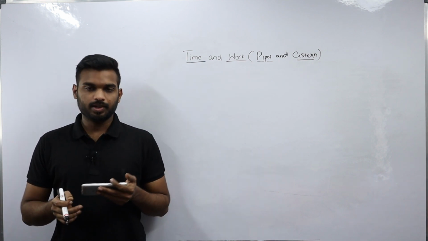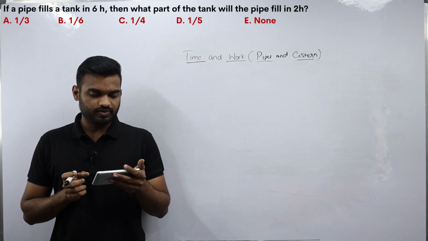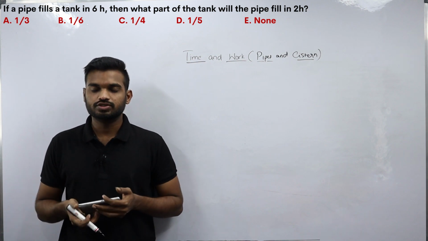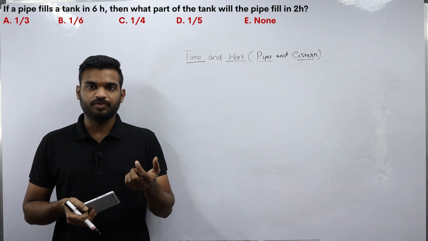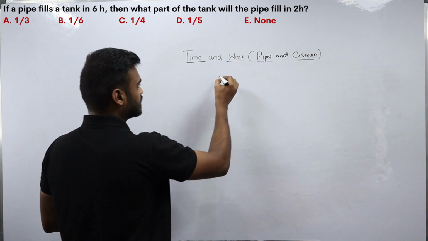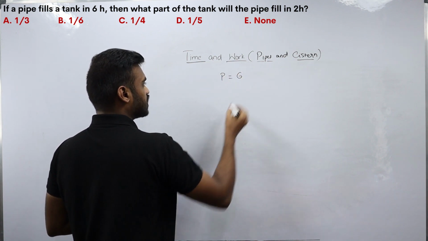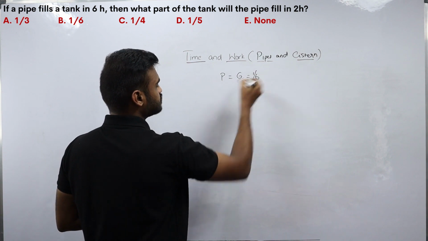Now let's see the first problem. They are saying that if a pipe fills a tank in 6 hours, then what part of the tank will be filled in 2 hours? So we need to find out what part of the tank will be filled in 2 hours. Okay, so the pipe fills a tank in 6 hours. So the pipe's 1 hour work will be 1 by 6.